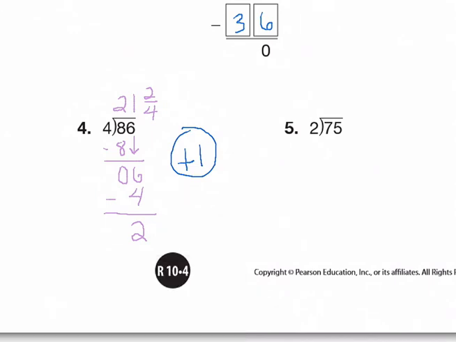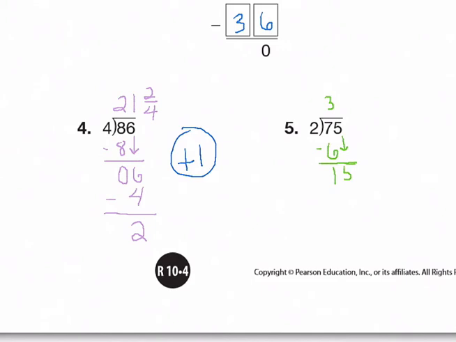All right. We have 75 divided by 2. I'm going to ask myself first, how many 2s go into 7? Well, that is exactly 3 2s go into 7, because 3 times 2 would be 6. I need to subtract that. 7 minus 6 is 1. Bring down my 5. 15.